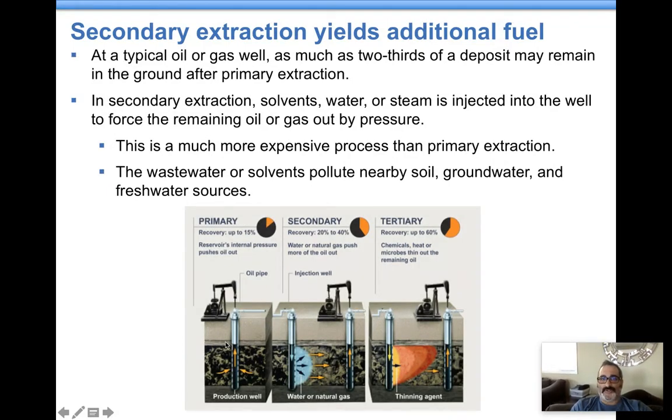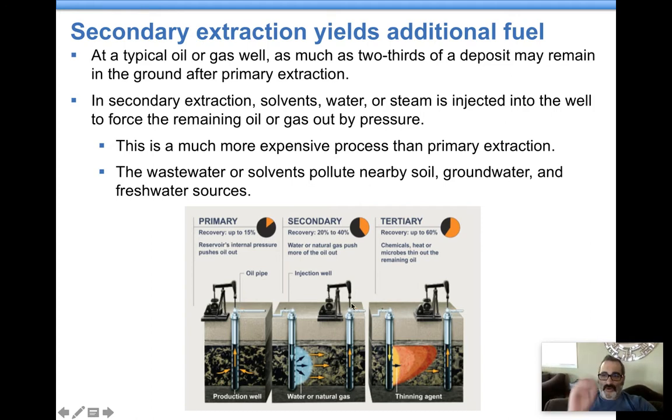This is primary extraction. Secondary extraction is where they create an injection well, a separate well next to it. In that well, they inject things into the ground. What do they inject? Water or natural gases, different things. Solvents are generally used in tertiary, but your book called it secondary, so we're going to go with what your book says. Secondary extraction uses these solvents, water, and steam, and this creates pressure down below, and that pressure will help push more of the deposits towards the surface.